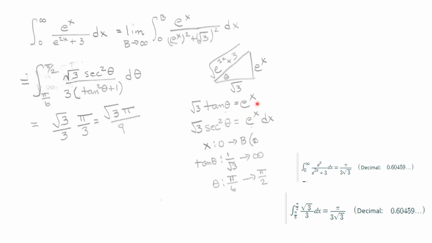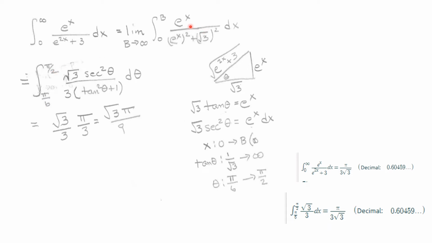And then you figure out what is dx, and you also look at your limits and see what happens with your limits. So as x goes from 0 to b, and b is infinity, you can argue that the tangent theta is going from 1 over square root of 3 to infinity, and then theta is going from pi over 6 to pi over 2. Okay, so we changed the variables, so this is going to be the integral from pi over 6 to pi over 2.